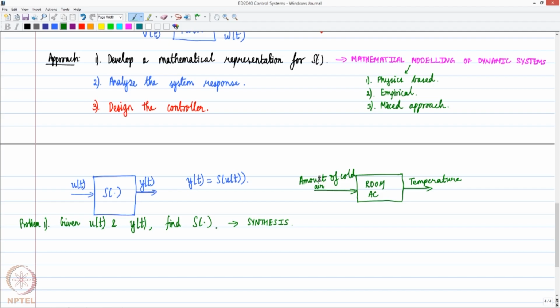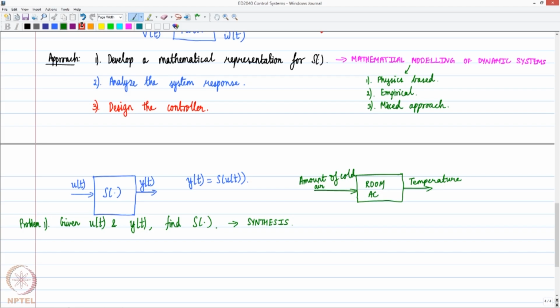In this case, if I provide various amounts of cold air to the air conditioner, and I measure the corresponding temperature and get a relationship between the two, then I will know how the temperature of air in this particular room would vary as I provide varying amounts of cold air.